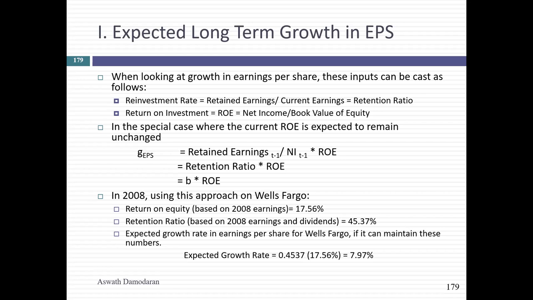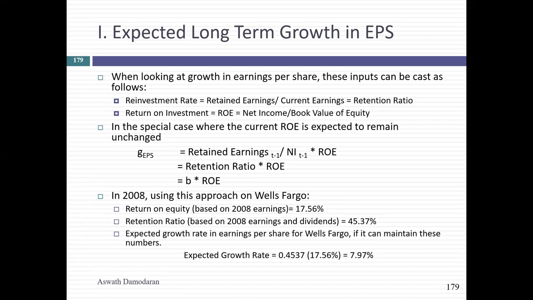In 2008, just before the crisis, Wells Fargo was earning a return on equity of 17.56%. And this was true across banks leading into the crisis. They were all reporting really high returns on equity. We didn't know fully at that time that they were pushing the limits on these numbers. They were going into riskier business than they should, and the regulatory authorities were not catching up.